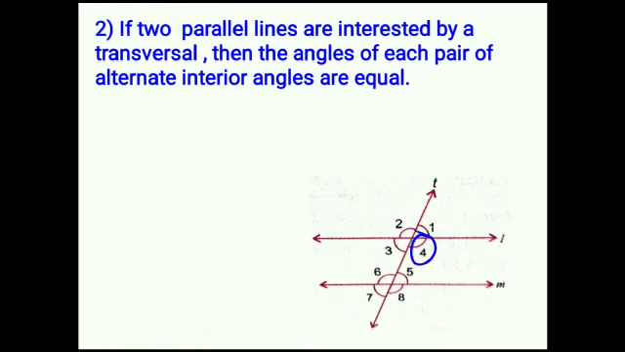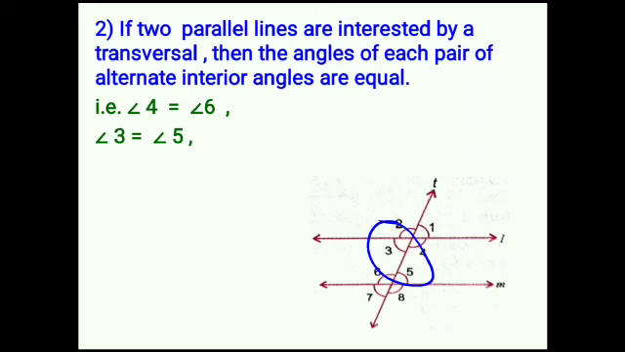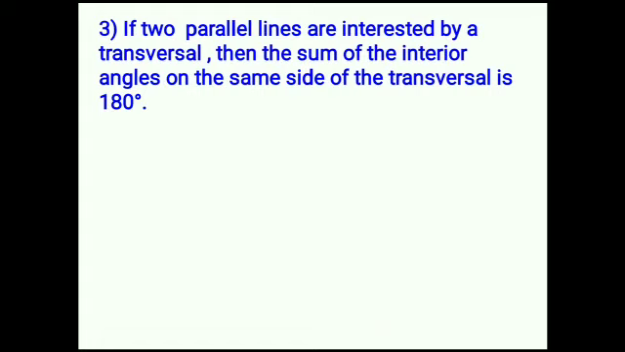Here angle 3 is an interior angle, alternate interior to angle 5. Angle 4 is an interior angle, but this angle 4 is alternate interior to angle 6. So we can say that angle 4 and angle 6 both are equal, and angle 3 and angle 5 both are equal. Now the next property is property number 3.